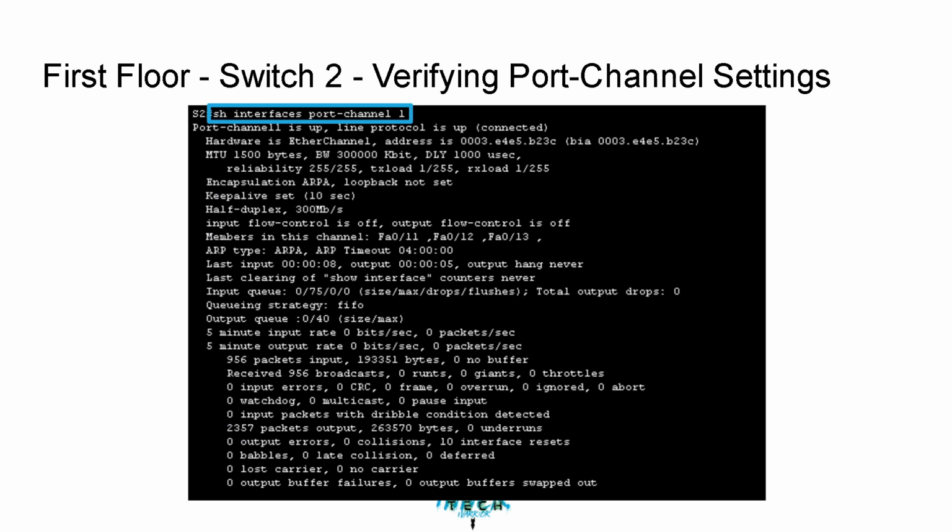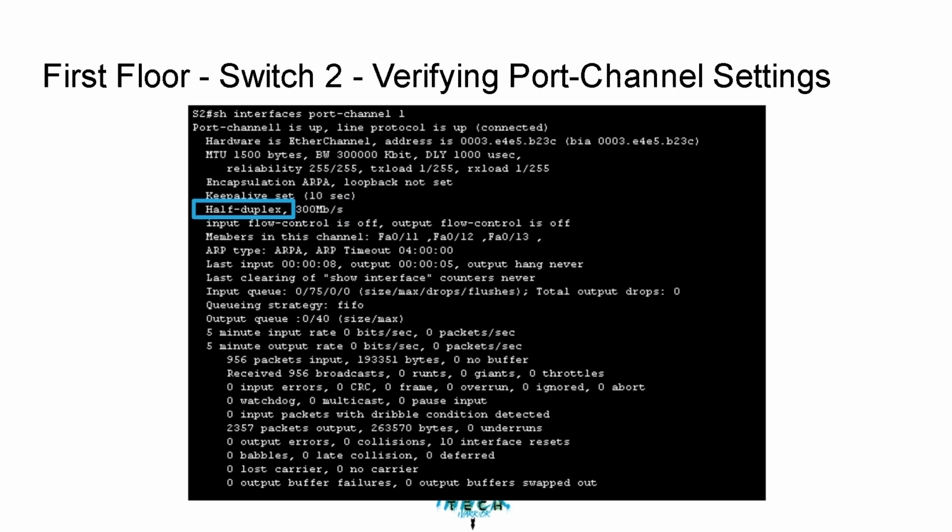The show interface port-channel 1 command gives us detailed information about the port channel. Notice it states that port channel 1 is up and the line protocol is up. Port channel is up refers to the physical ports bundled to form the logical interface being operational. Line protocol up refers to the protocols managing and using that logical interface being good to go. It also states that the bandwidth is 300 megabits per second, which is because the three 100 megabits per second interfaces were combined.